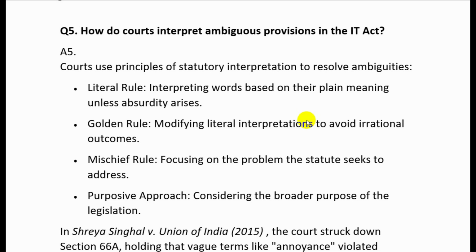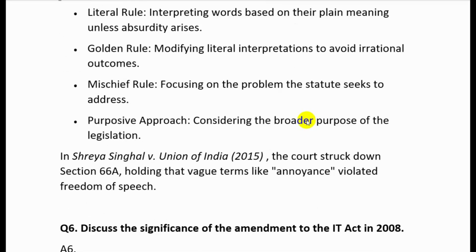Mischief rule: focusing on the problem the statute seeks to address. Purposive approach: considering the broader purpose of the legislation. In Shreya Singhal versus Union of India, 2015, the court struck down Section 66A, holding that vague terms like annoyance violated freedom of speech.